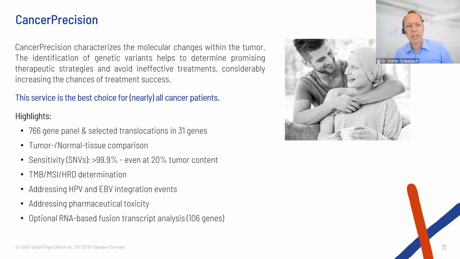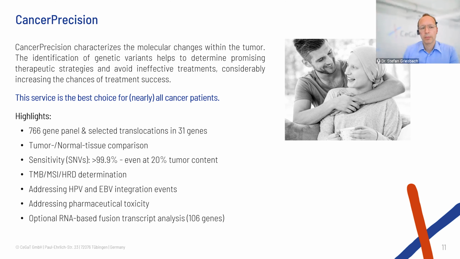So let me start by focusing on Cancer Precision, the first one. As I mentioned before, the goal here is to characterize the tumor in depth. So we want to understand what is driving the tumor. What resistance mechanism has the tumor already acquired? What is happening here in depth so that we can choose a treatment? And we think that this service is the best choice for nearly all cancer patients when it's first-line diagnostics and genetics.